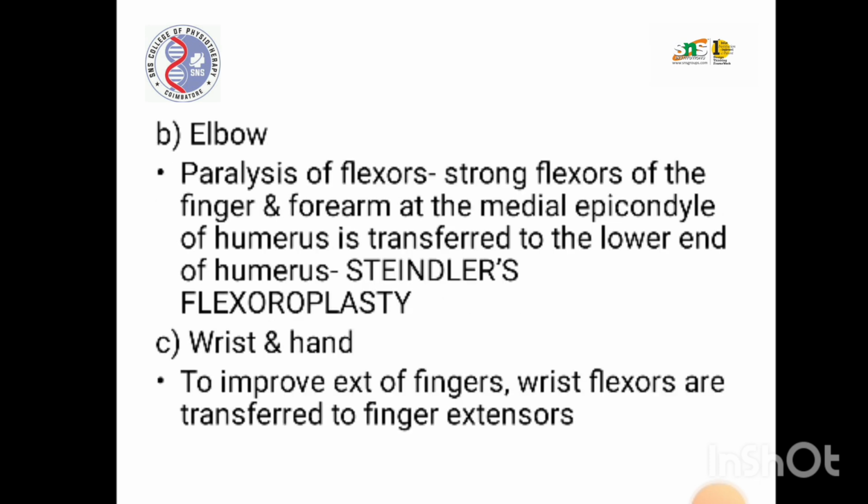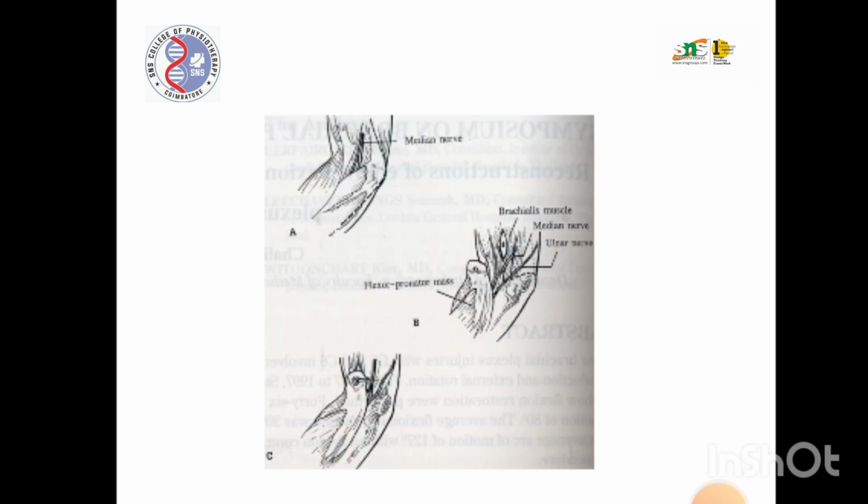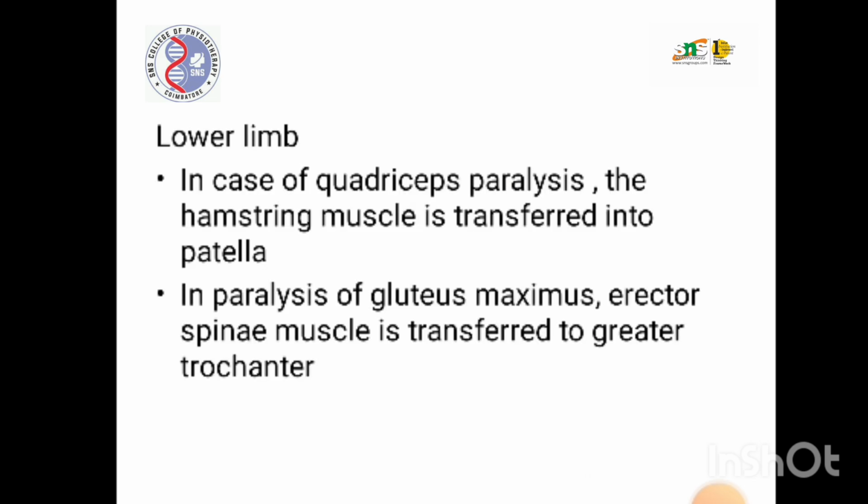Then the elbow: for paralysis of the flexors, a strong flexor of the finger and forearm from the medial condyle is transferred to the lower end of the humerus, the Steindler flexorplasty. For wrist and hand, to improve extension of the fingers, wrist flexors are transferred to the finger extensors. The first one is a median nerve transfer, that is a muscle transfer. Lower limb: in quadriceps paralysis, the hamstring muscles are transferred to the patella. For paralysis of the gluteus maximus and erector spinae, muscles are transferred to the greater trochanter.